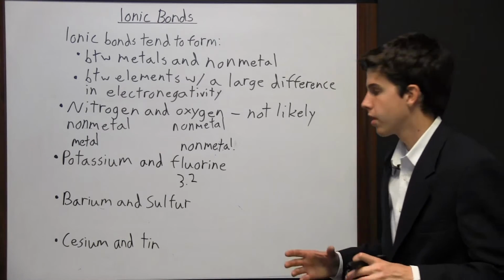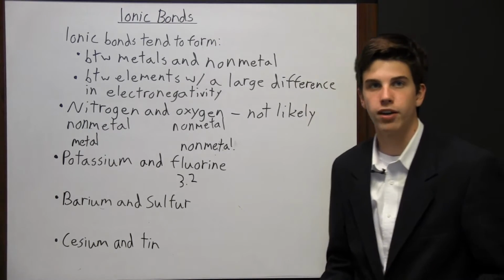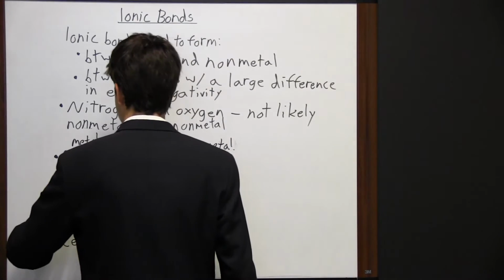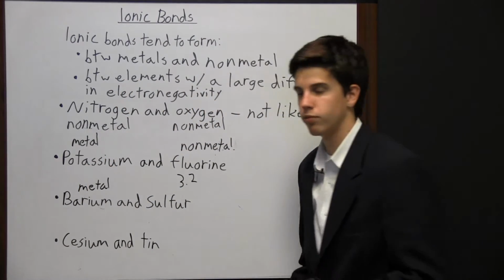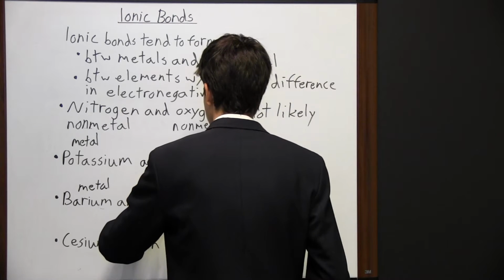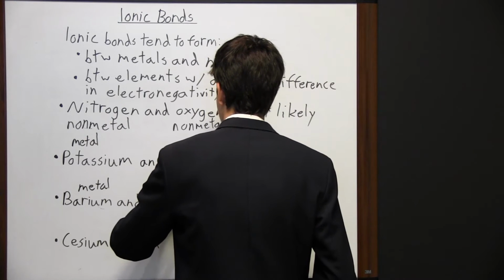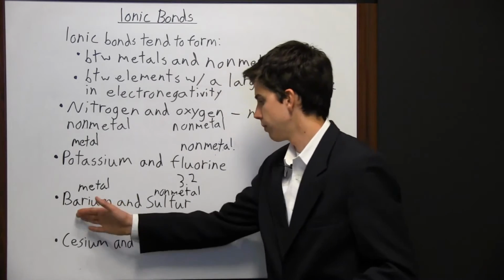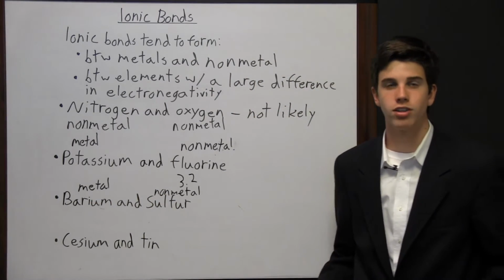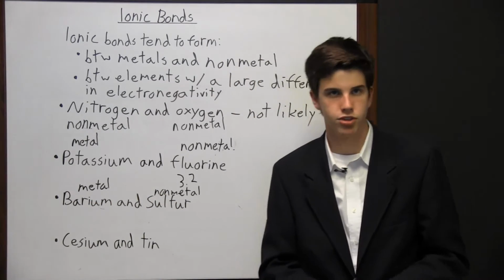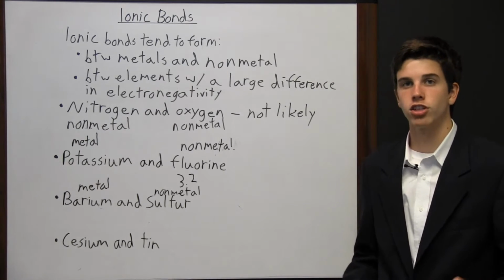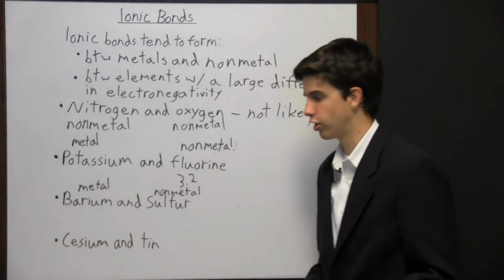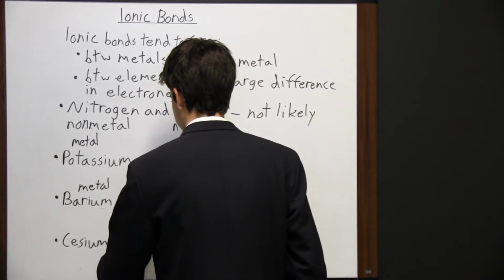Now here we have barium and sulfur, and barium is a metal, and sulfur is a nonmetal. So here we have a metal and a nonmetal. We're doing good so far, so they're likely to form ionic bonds, specifically barium sulfide. And in addition to that, their electronegativity difference is moderately large at about 1.6.